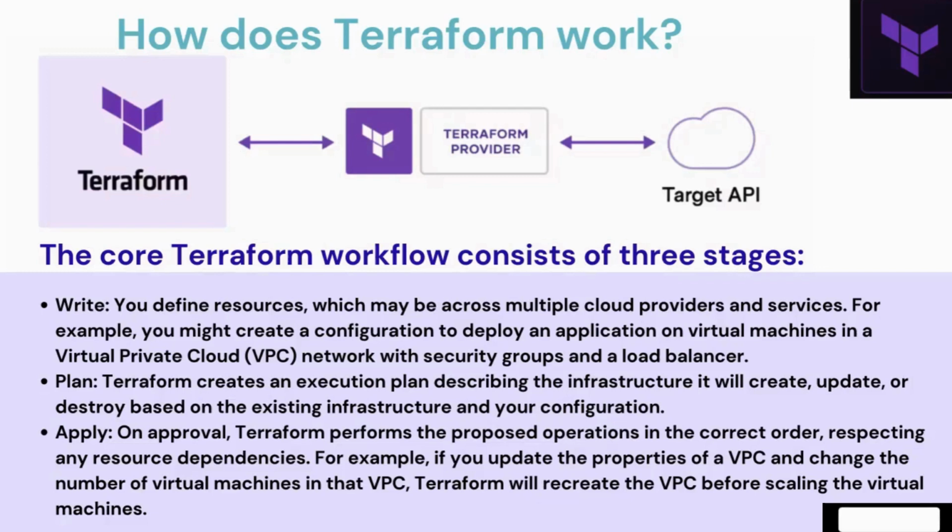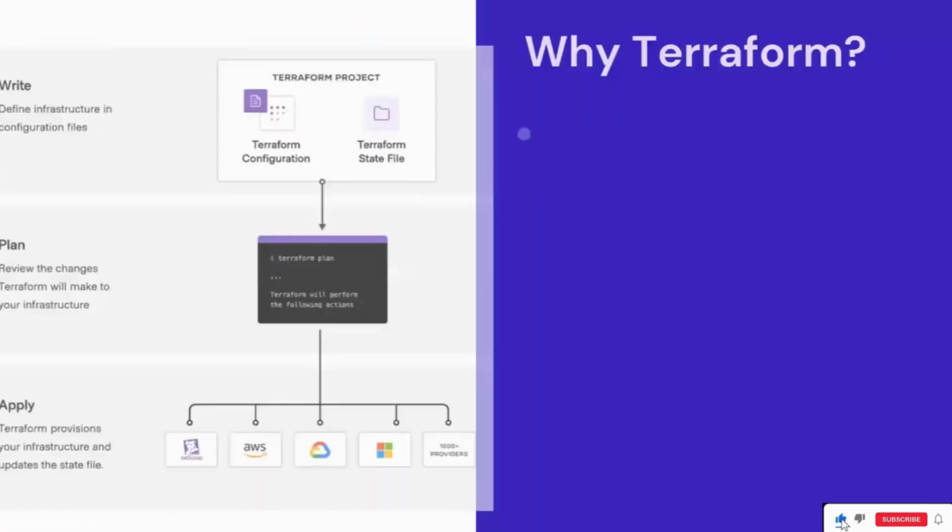Terraform performs the proposed operations in the correct order, respecting any resource dependencies. For example, if you update the properties of a VPC and change the number of virtual machines in that VPC, Terraform will recreate the VPC before scaling the virtual machines, right?